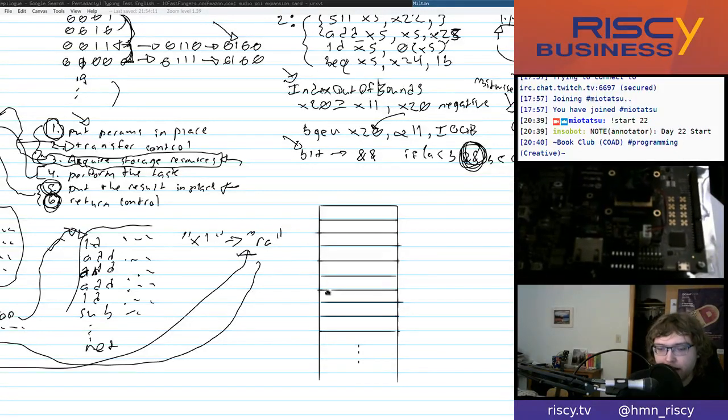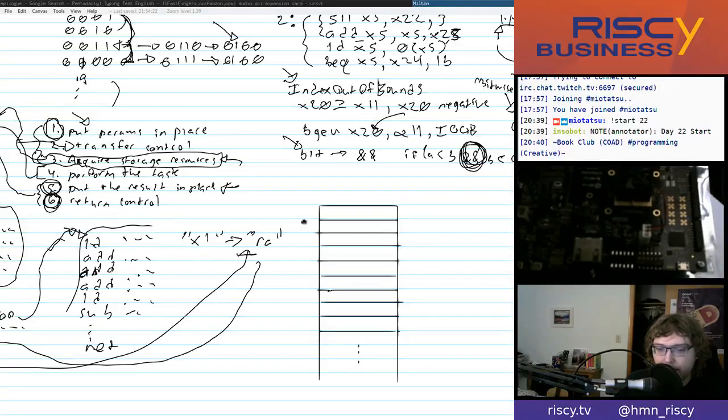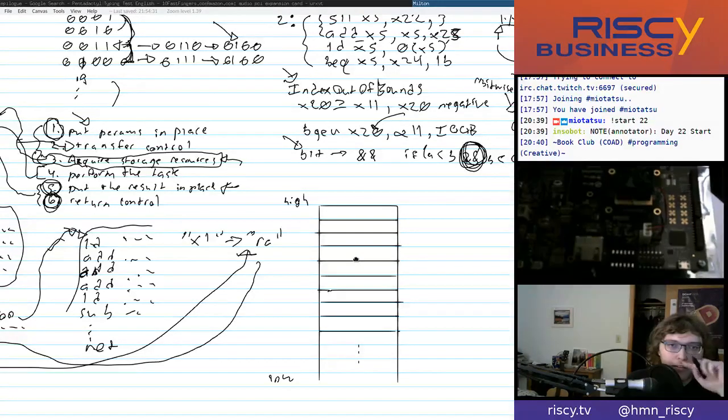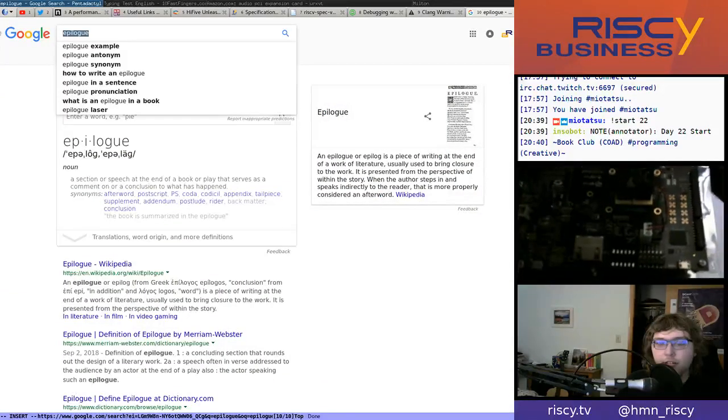Again, by convention, the stack grows down. So what we mean by that is you have high addresses over here, and lower addresses down here. And so when you have some memory, the way this works is, well, you can look it up. The layout.